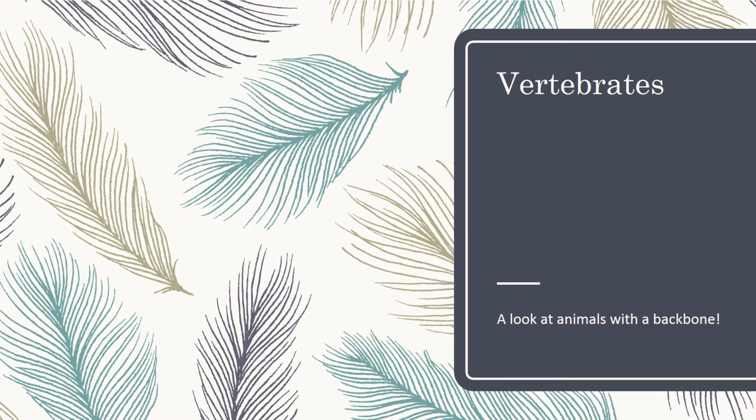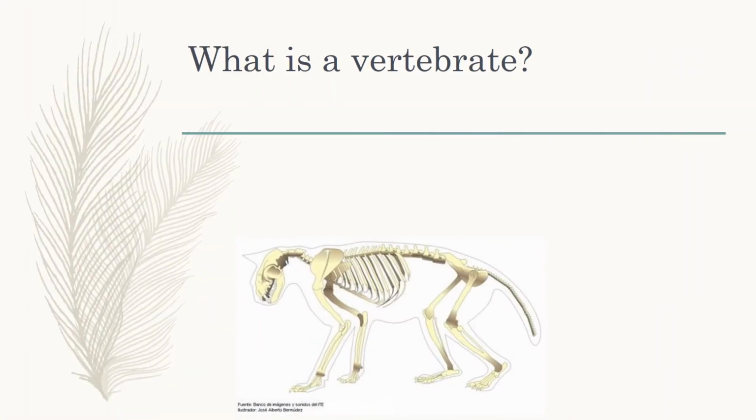Let's take a look at a group of animals called vertebrates. First off, what is a vertebrate? A vertebrate is an animal with a backbone or a spine. In this case, we're looking at the picture of the cat. The arrow is pointing to the cat's spine, which is the bone that keeps the cat in place and structured.